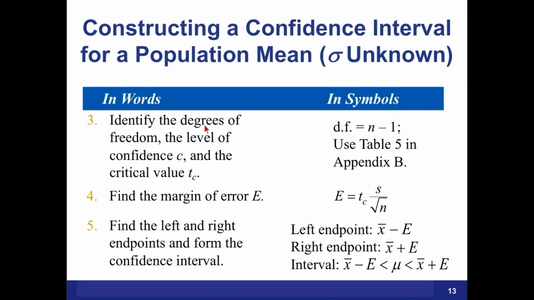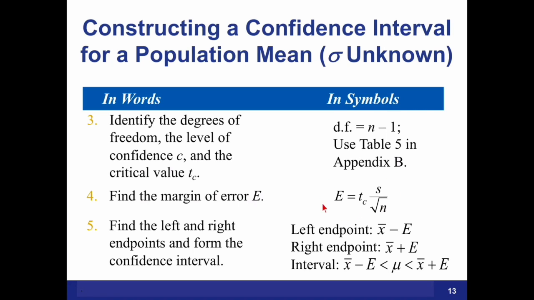Then we need to identify the degrees of freedom. Remember that the degrees of freedom are one less than the sample size, and you need to set the level of confidence, C. Once you have the level of confidence C, then you use the table for the critical values of the t-distribution to find the critical values associated to the level of confidence. Then you need to find the margin of error, E.